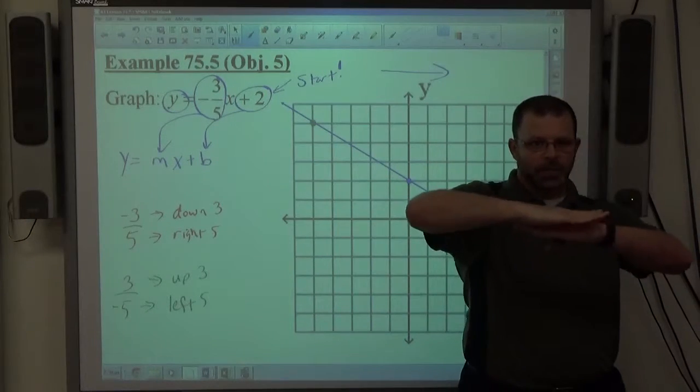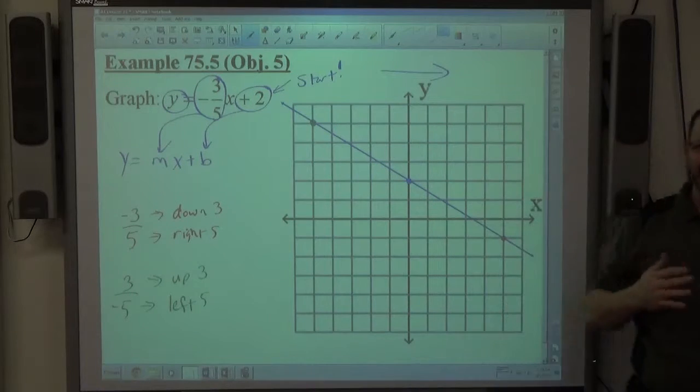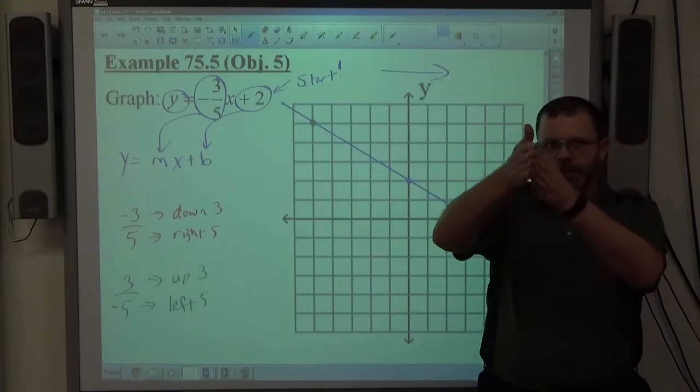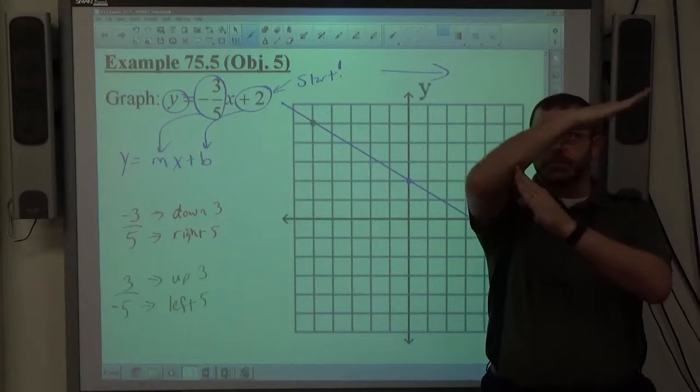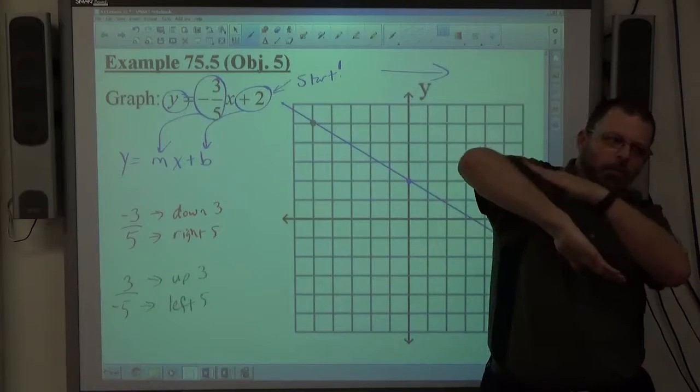If slope is positive, the car should be going uphill. If the slope is negative, the car should be going downhill. That's the last little check there, because the one thing people tend to do wrong on slope is they go the wrong direction. They like to use the word over instead of right and left. All right? But if you're going up and to the right, you're going upwards as you go left to right. If you're going down and to the right, you're going downwards as you go left to right.